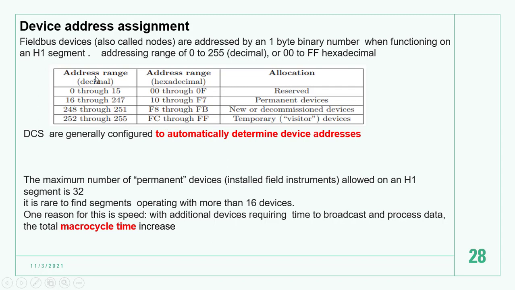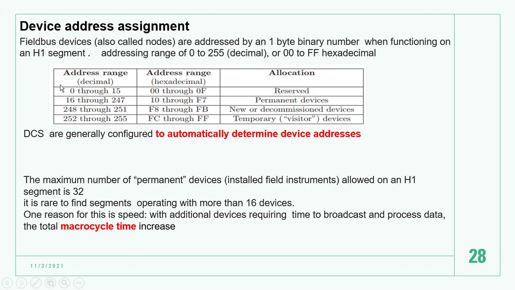Okay, but not every address can be used. Just 16 to 247 is for permanent devices in the field. The other addresses, 0 to 15, are reserved for the system. The new or temporary devices use 248 to 251. It doesn't matter much. The maximum is 32 devices alive.